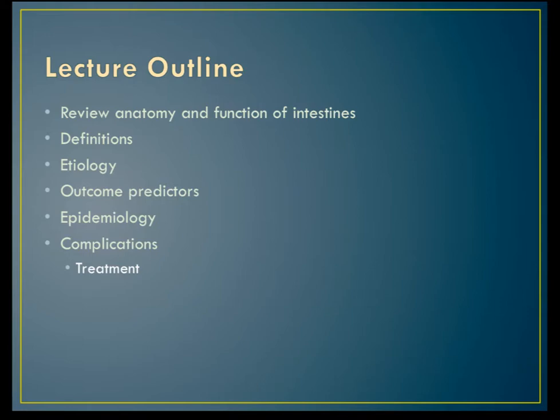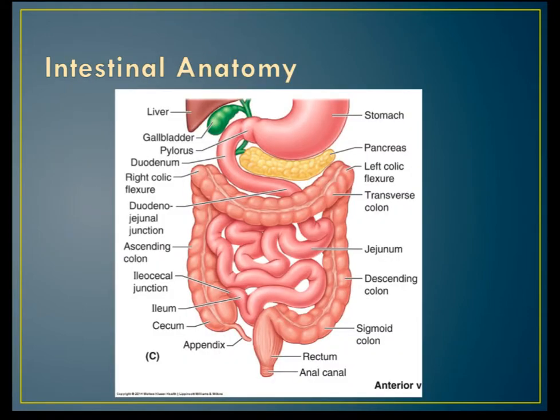Today we'll first talk about the anatomy and the function of the intestines. We'll go through a few definitions until we get to the etiology, so how these patients end up with short bowel syndrome. We'll talk about outcome predictors, which patients with short bowel syndrome do the best and which ones don't do so well. How many kids are affected by this disease? Is it prevalent or not? And then we will talk about the complications. And really the treatment is centered around managing these complications. So it's really important to know how we get these complications and then how we manage them.